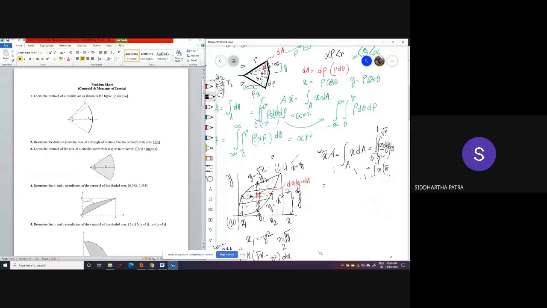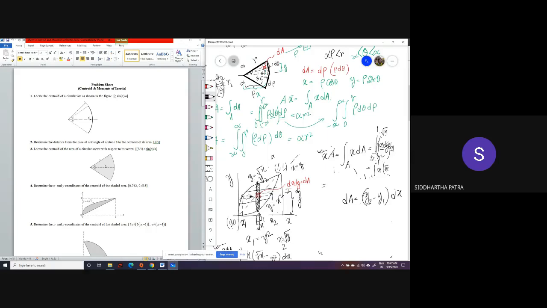They would simply take this strip-like element and call their dA to be y2 minus y1 times dx. So this is dx, and this lower curve is y1, the upper curve is y2. Actually, the value of this lower curve at the given x is y1, the value of the upper curve is y2, and that way they would take the dA.